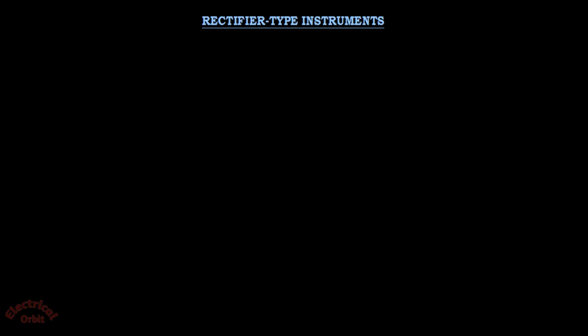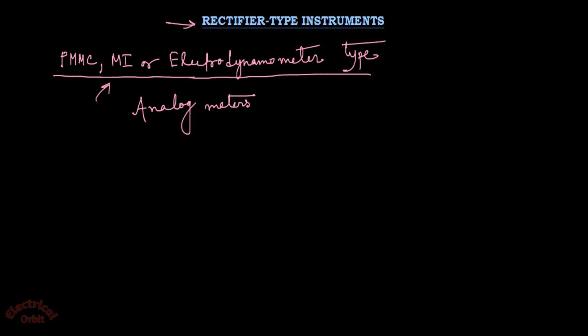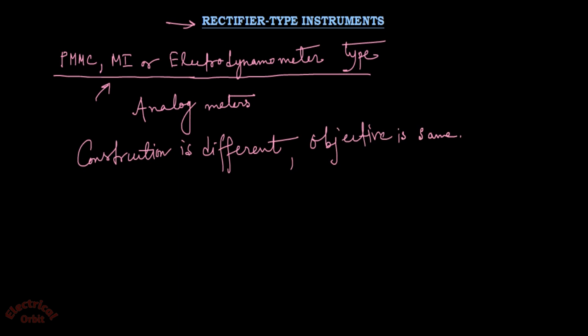In this lecture, we are going to understand the concept of the rectifier type instrument. Now, this is another type of instrument like PMMC, MI, or electrodynamometer type, which we have studied in earlier lectures. So, what is our objective? As we have created the analog meters using these instruments, the same objective will be achieved using these rectifier type instruments. The construction is different, but the objective is the same.